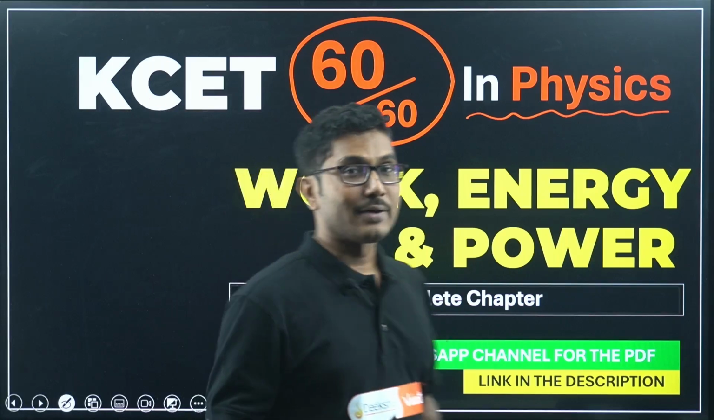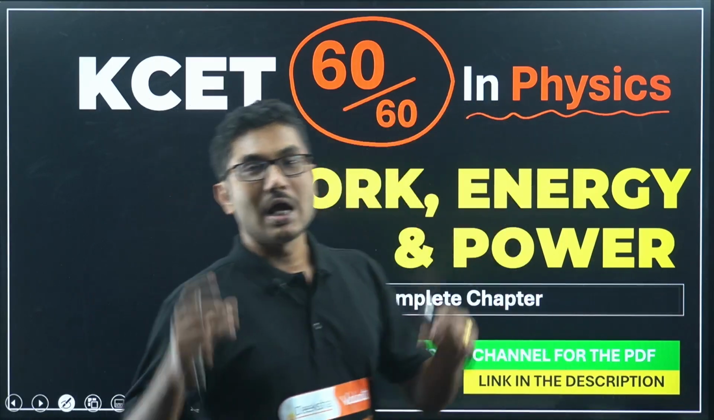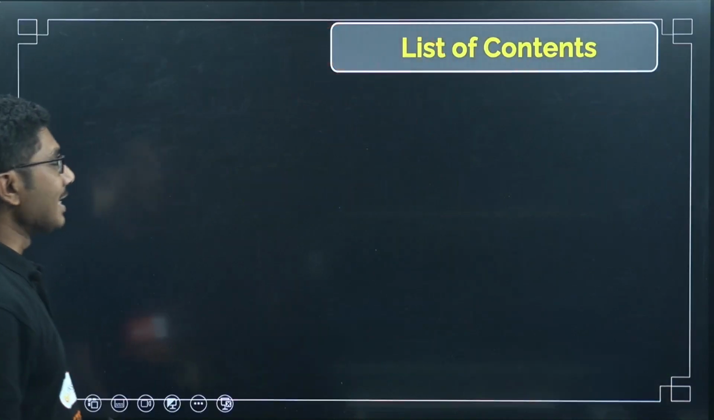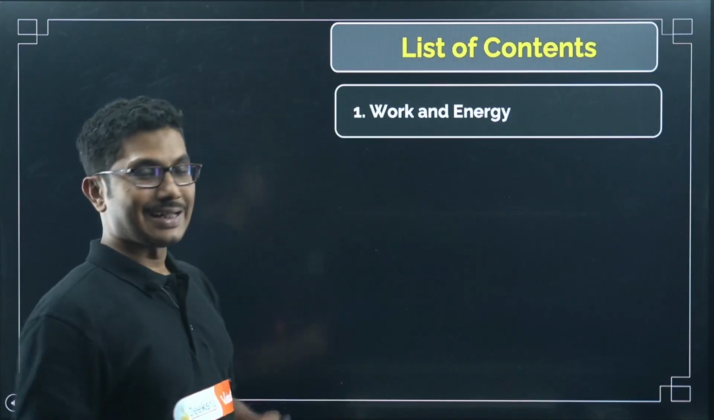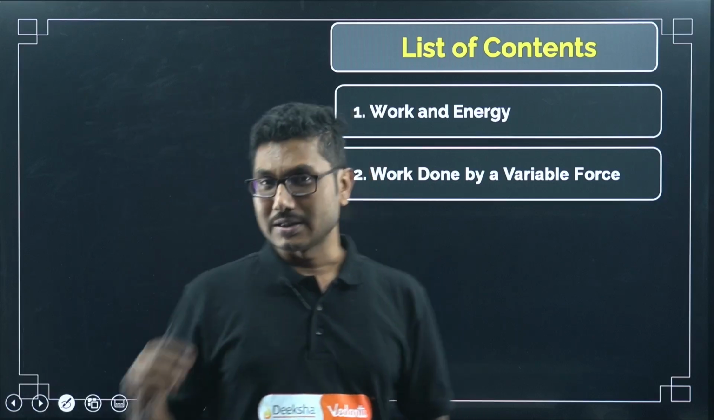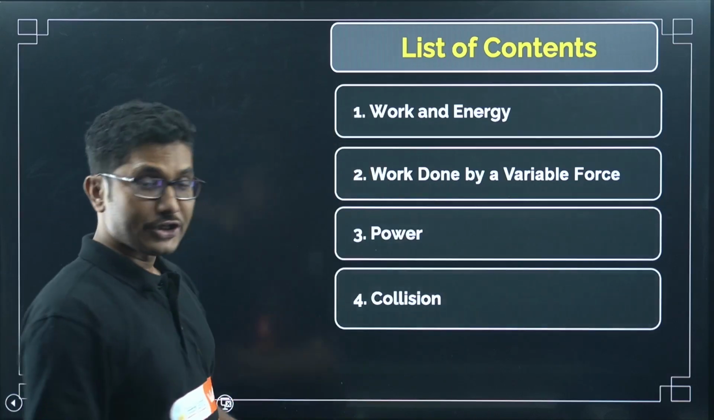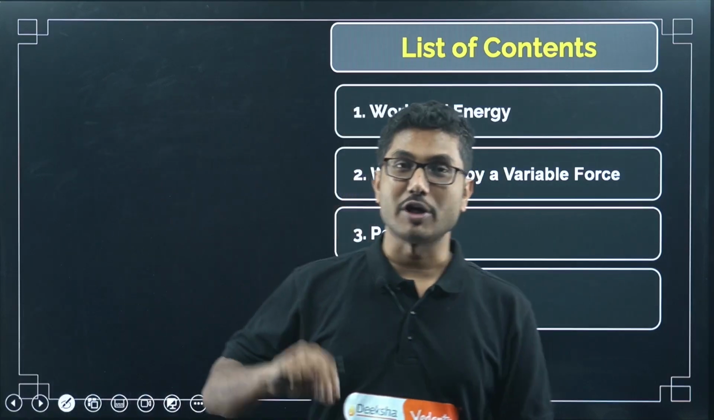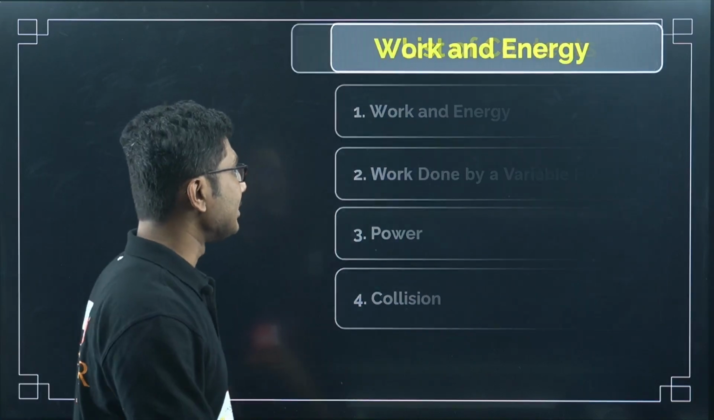Today we are going to discuss a new chapter, work, energy and power, completely only for KCET. So let's start with the content. We will start with work and energy. We will discuss what is work, what is energy, what is their relationship. Then we will discuss work done by a variable force, somewhat important. Then we will discuss power, very important. Then collision. Collision is very important from this chapter, from the perspective of previous year questions. So collision also we are going to discuss. So let's start with work and energy.